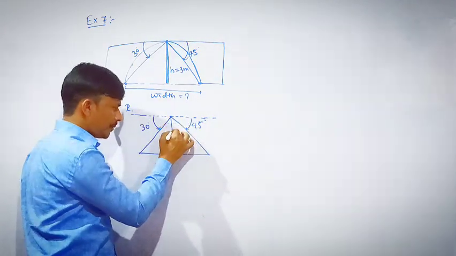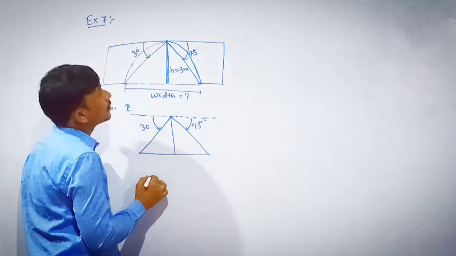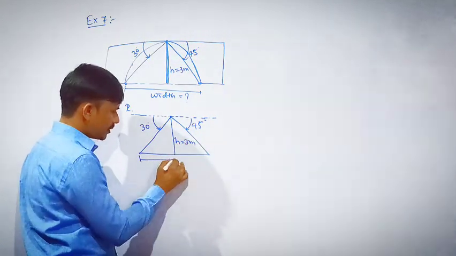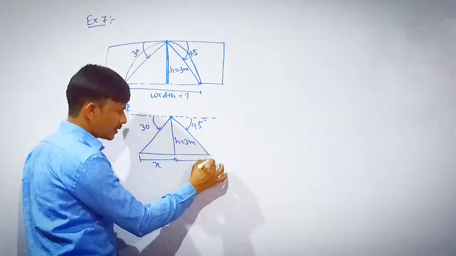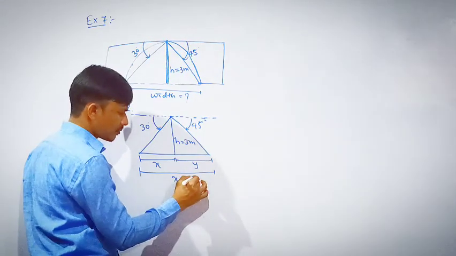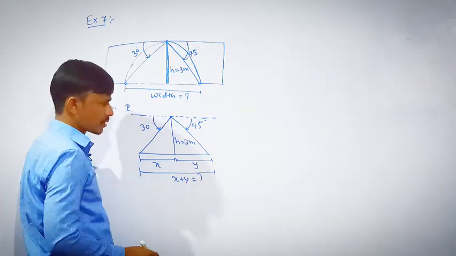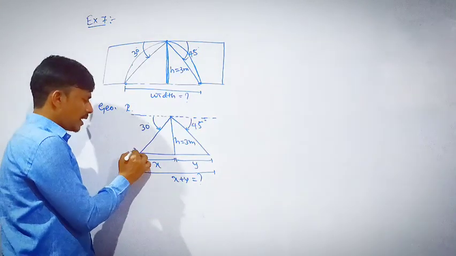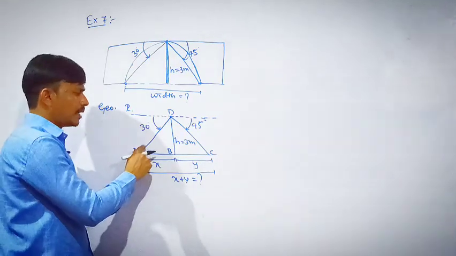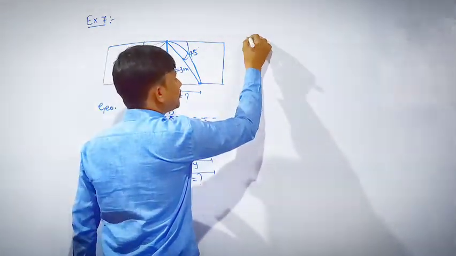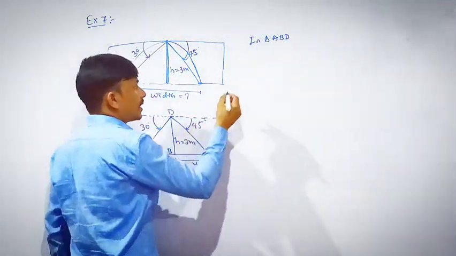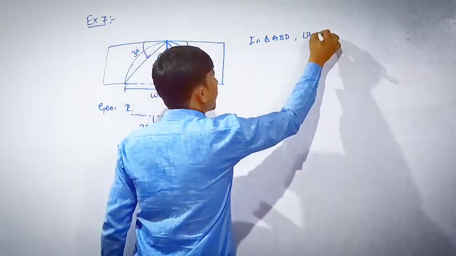Then the height of the bridge is h is equal to 3 meter. Then we need to find out this length, that is x, this length, that is y. Total length we need to find out. X plus y is equal to question mark. Correct. Let us consider A, B, C and D. In triangle ABD, angle B is equal to 90 degree. Yes or no?